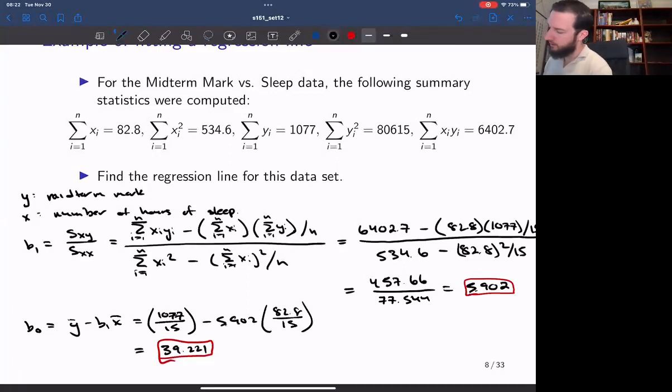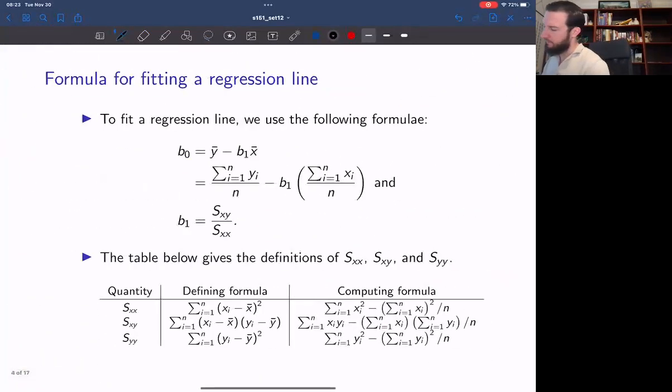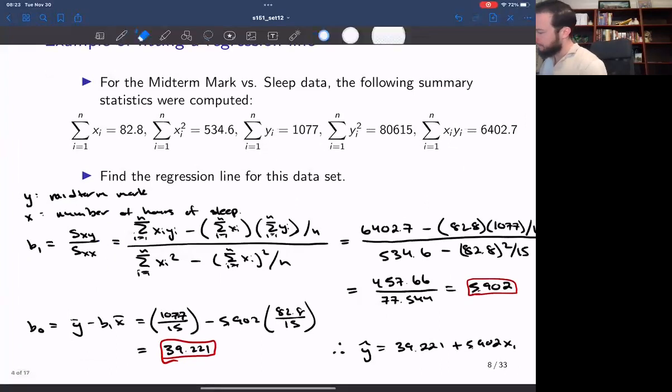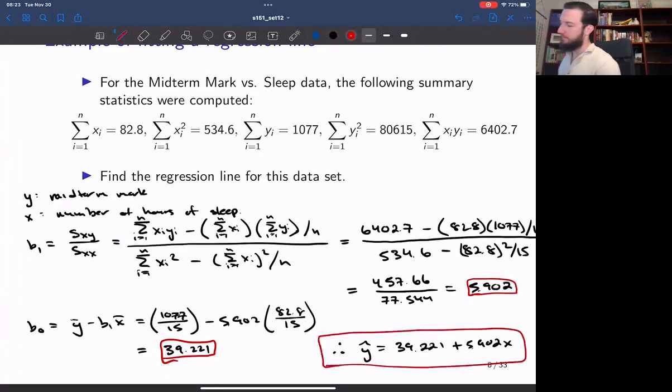Okay, so then our conclusion here is actually going to be the regression line. So therefore, y hat is equal to 39.221 plus 5.902 times x. Am I using i's? No, times x. And this would be the solution that we're looking for. So we wanted to find the regression line. So that is the regression line for this particular problem.